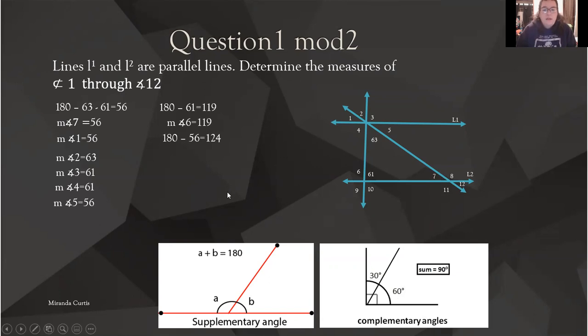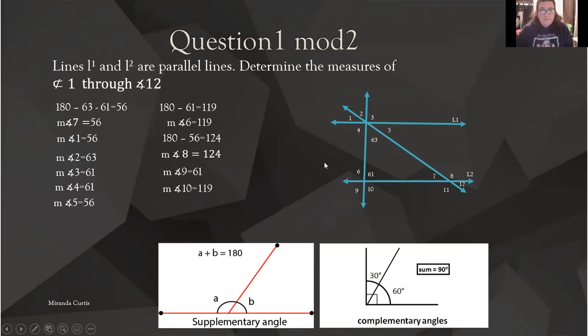Okay, so the next angle is angle 8 right here. And 7 is right there. So we're going to do, again, a supplementary angle. And so 180 minus 56 equals 124. And that gives us angle 8. Angle 9, the angle opposite of angle 9 is 61. It's right here. So these are opposite of each other, so they're vertical angles and they're going to equal the same. So it's going to be 61.